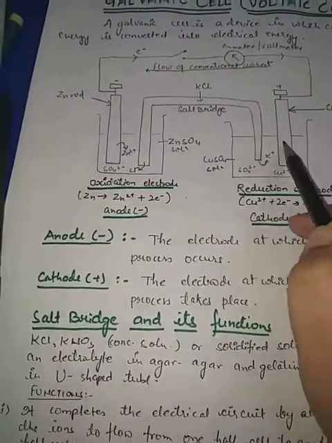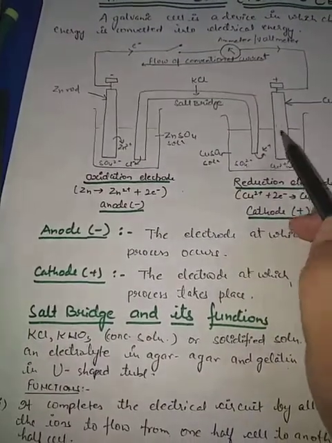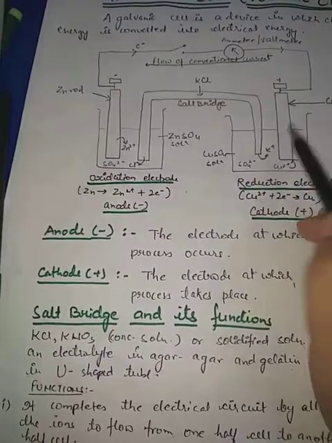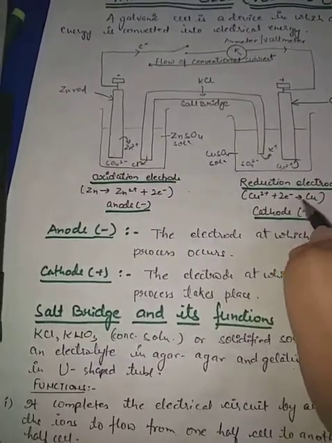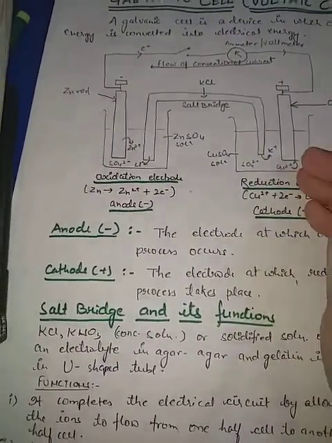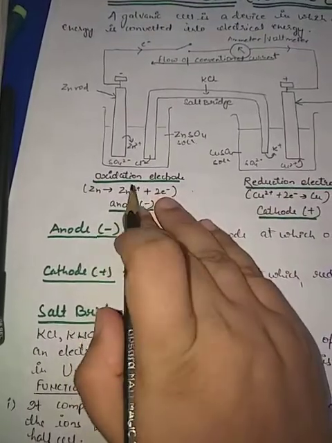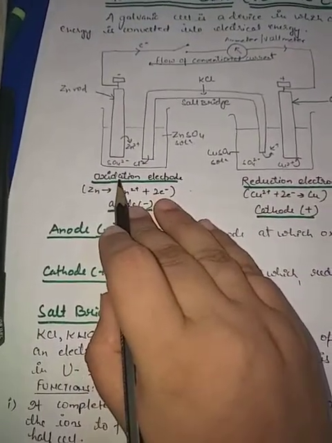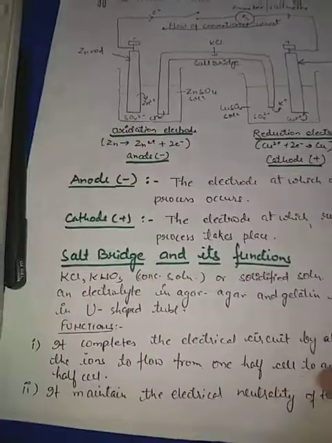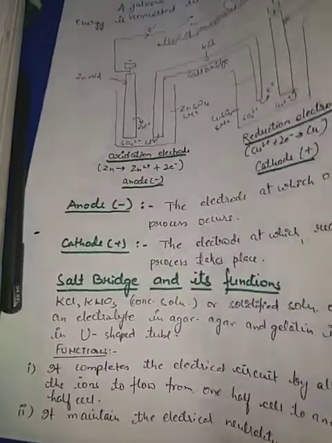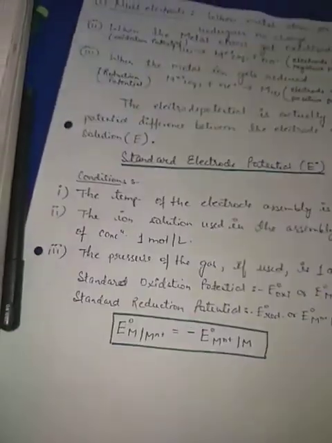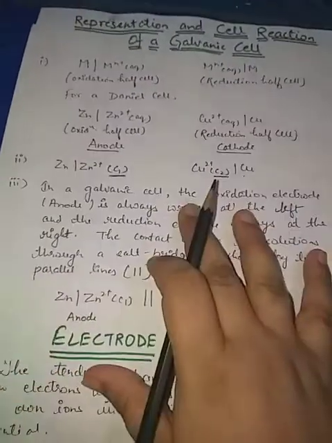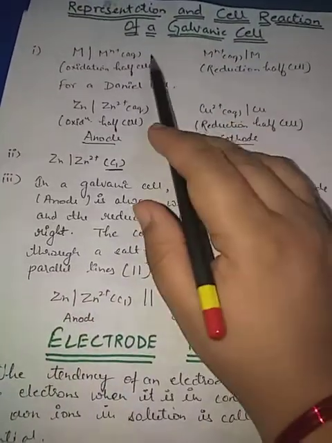When two electrons come here, copper will gain two electrons, accumulate here, and change into a copper atom. Reduction is taking place towards the right hand side, and in the left hand side oxidation will take place. Now this was all about the salt bridge and its functions. Now, representation and cell reaction of a galvanic cell.